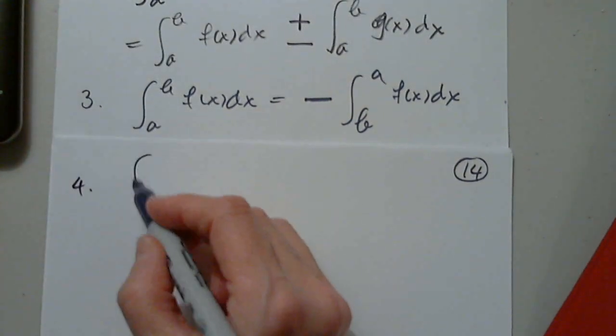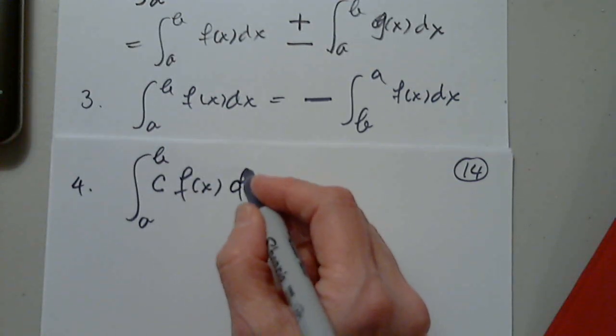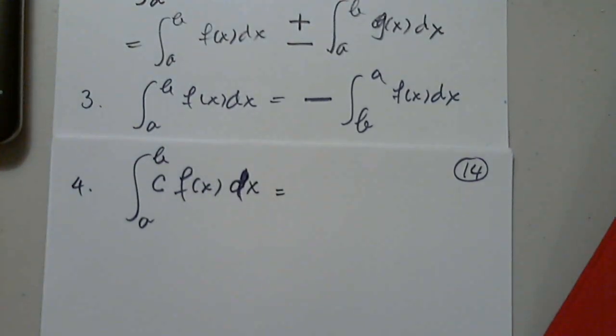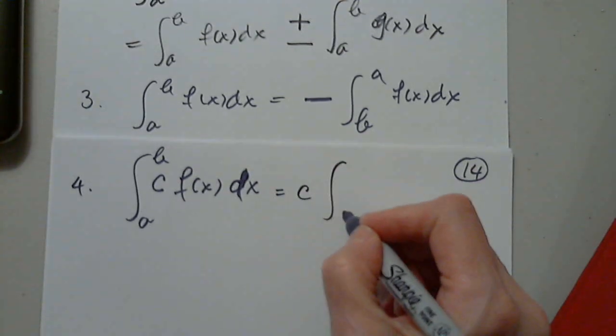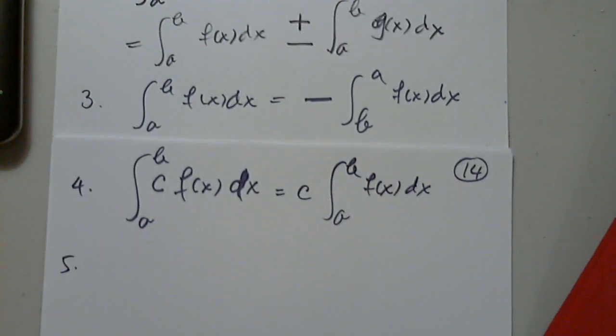Property 4. The integral of a constant times a function, f of x dx. What do you think happens here? We had the same thing with the limits. We had the same thing with the derivative. We had the same thing with the limit, with the summation notation. All the same. Is it just the constant times? Of course, exactly. Makes sense. The definite integral of f of x dx. Property 5.